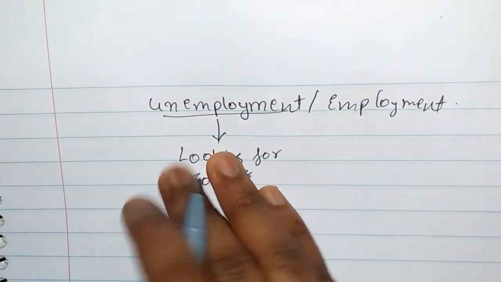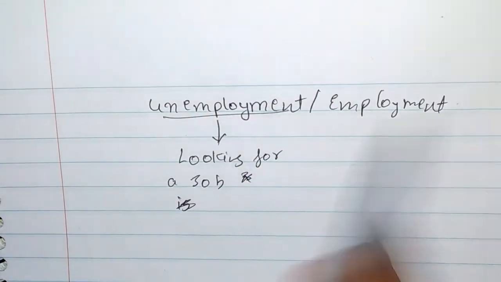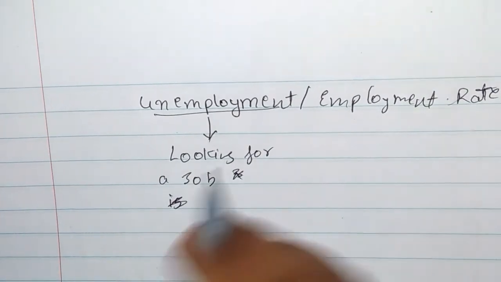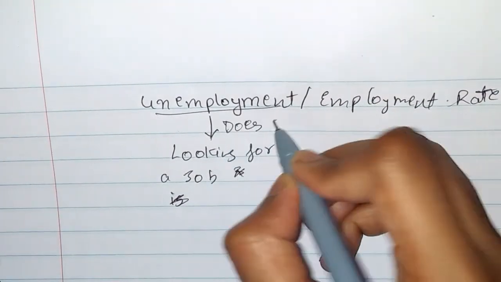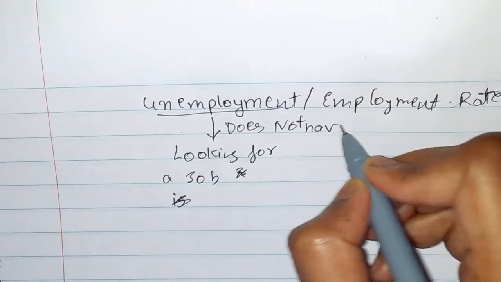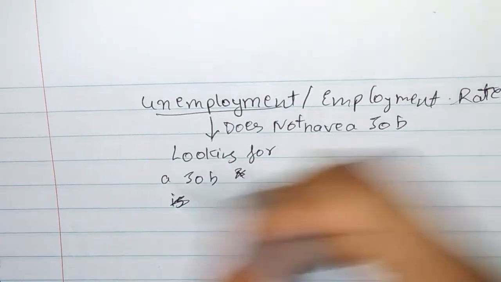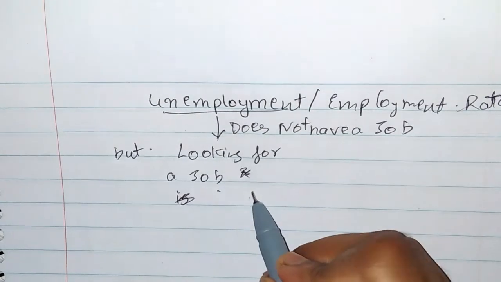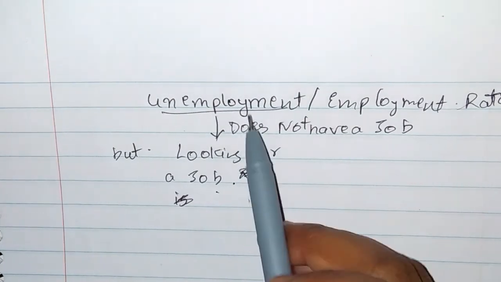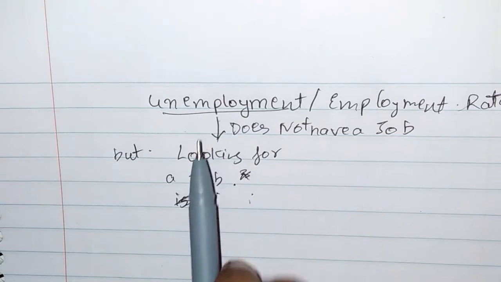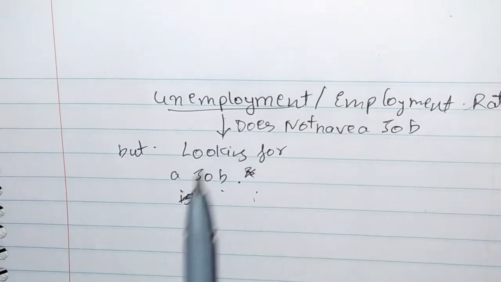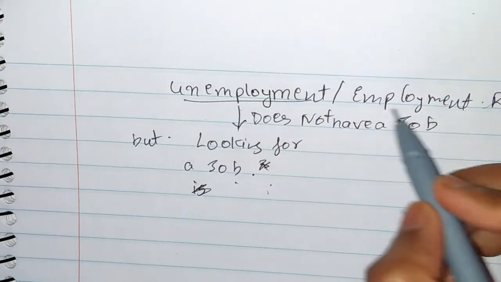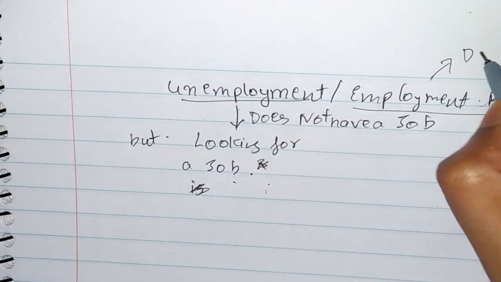Let us understand the calculation of unemployment rate and the employment rates. A person is said to be unemployed when he does not have a job, but he is looking for a job. This is the crucial condition: a person who does not have a job and is looking for a job is called an unemployed person, and obviously the employed person is one who does have a job.